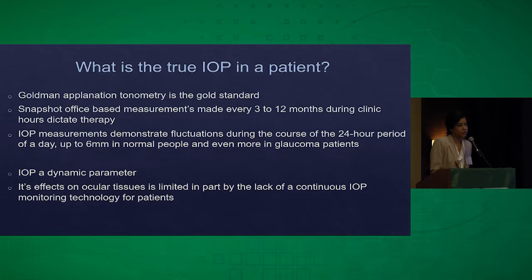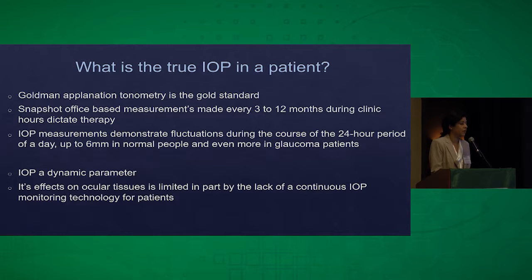But what is the true intraocular pressure of a patient? Our knowledge of intraocular pressure is based on office-based measurements, the gold standard for which is Goldmann applanation tonometry. These snapshot measurements are taken in the office every 3 to 4 months, and they dictate therapy.